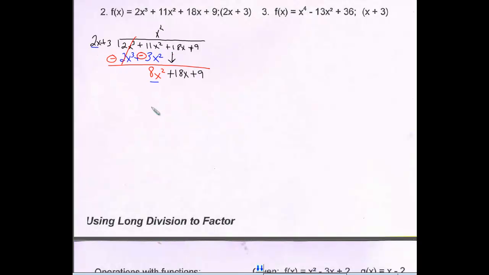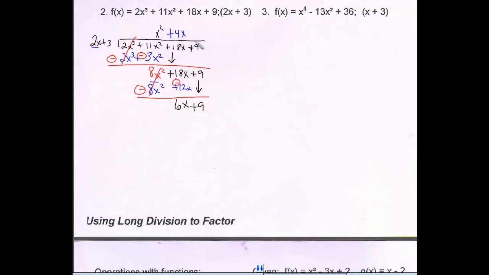2x into 8x squared is 4x times. Distribute the 4x to every term in the divisor. 4x times 3 is 12x. And 4x times 2x is 8x squared. Draw the line and change signs, and then combine. 18 minus 12 is 6x. Bring down the 9 and begin again.